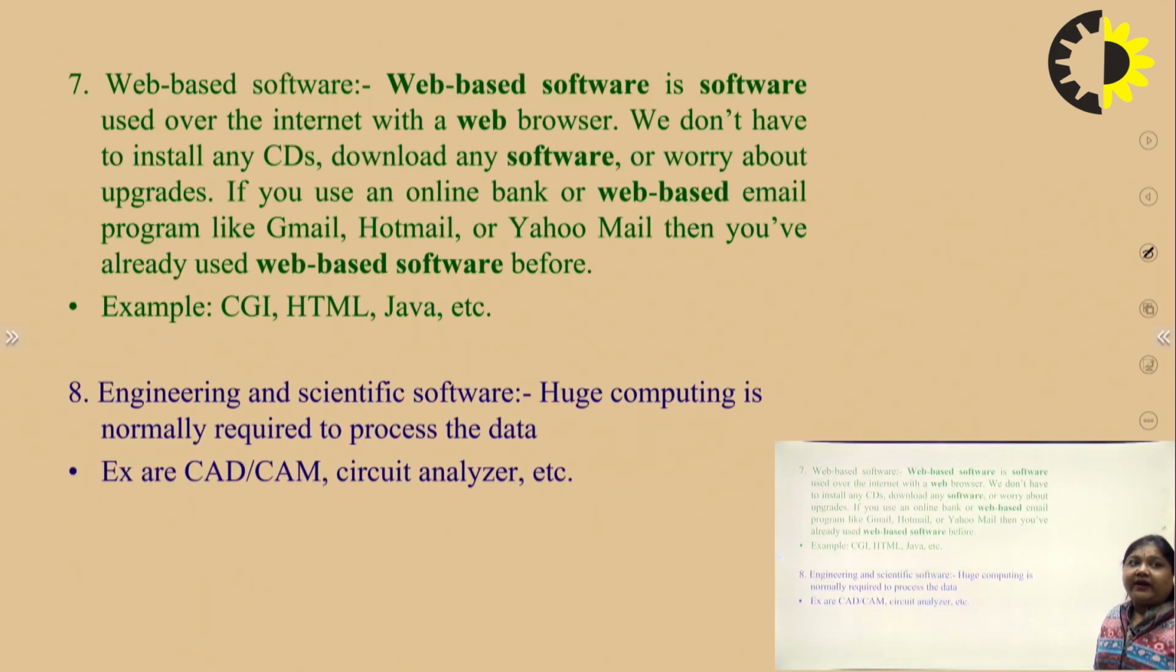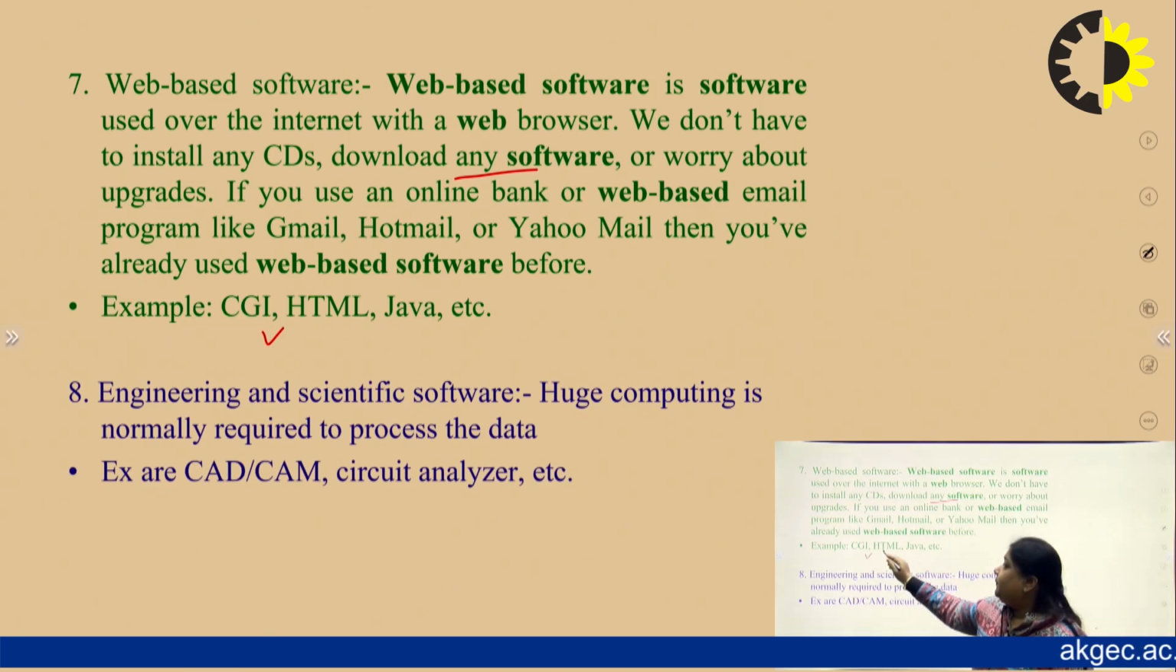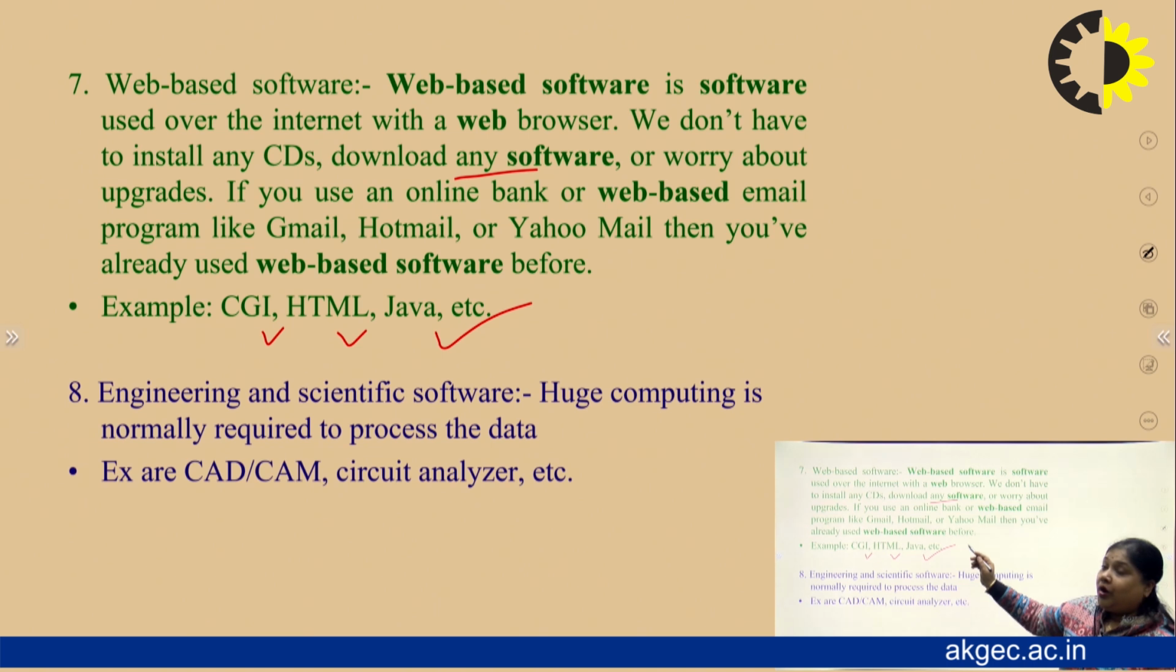Next category is web-based software. These types of software are used over the internet with a web browser. So we don't have to install any CDs, download any software directly, or worry about any type of upgrades. If you use an online bank or a web-based email program like Gmail, Hotmail, Yahoo Mail, then you have already used web-based software. These types of mail or applications come under web-based software. For example, CGI, HTML, Java, all these are made using those types of languages.